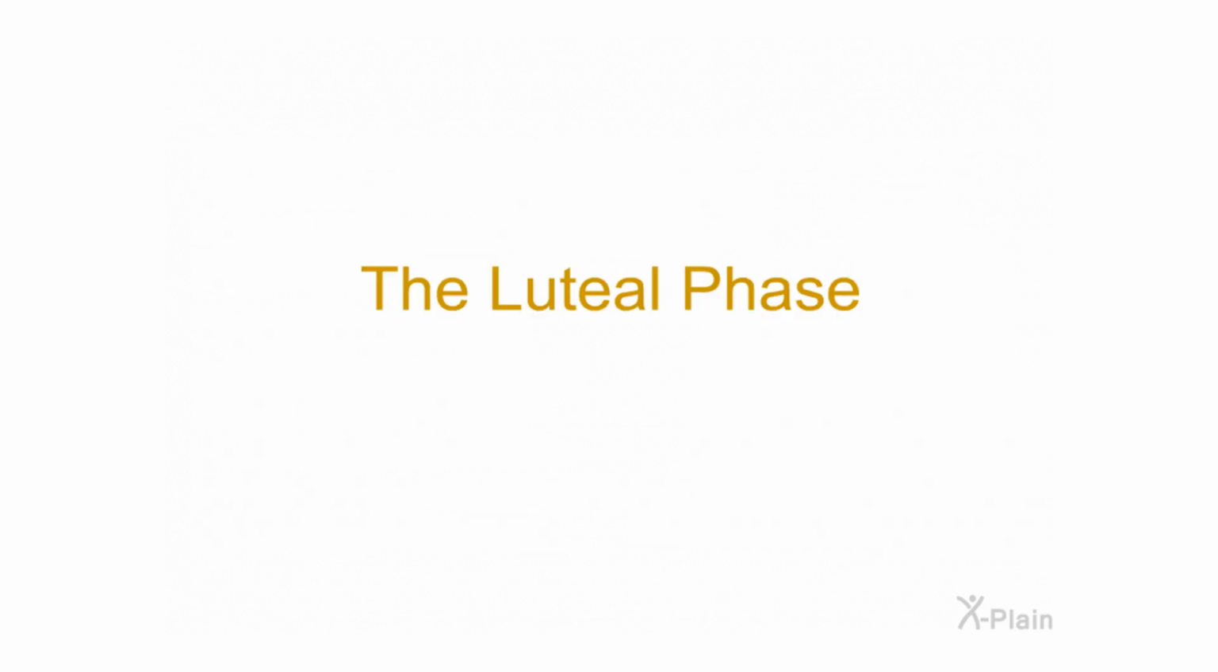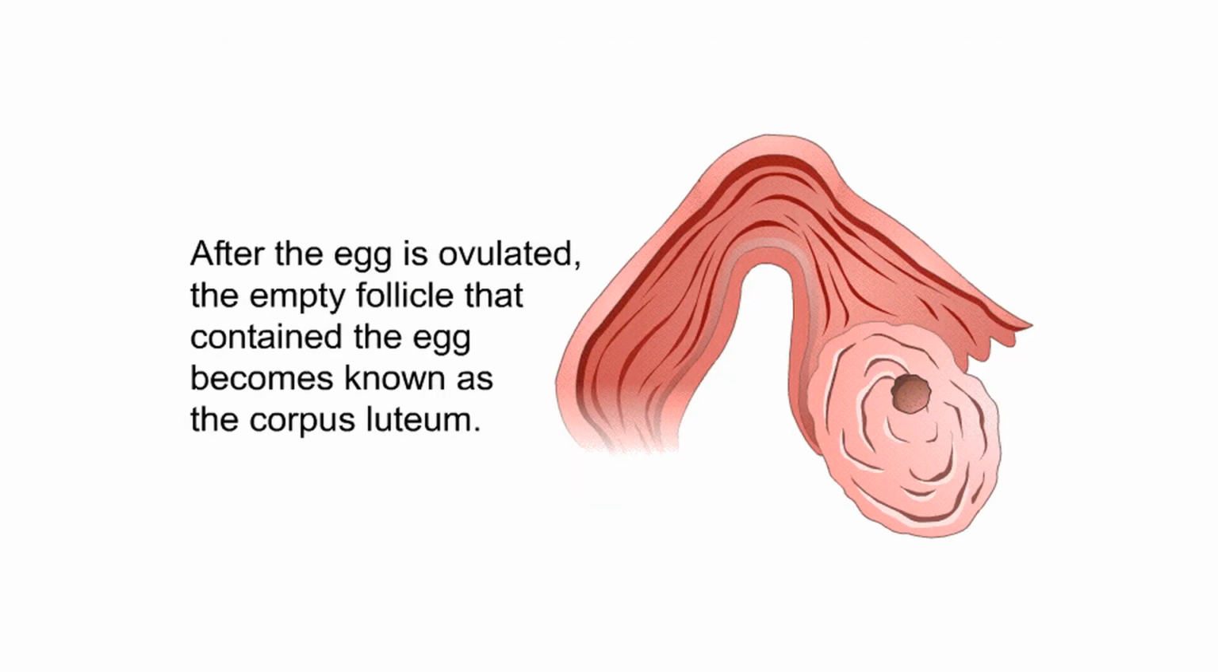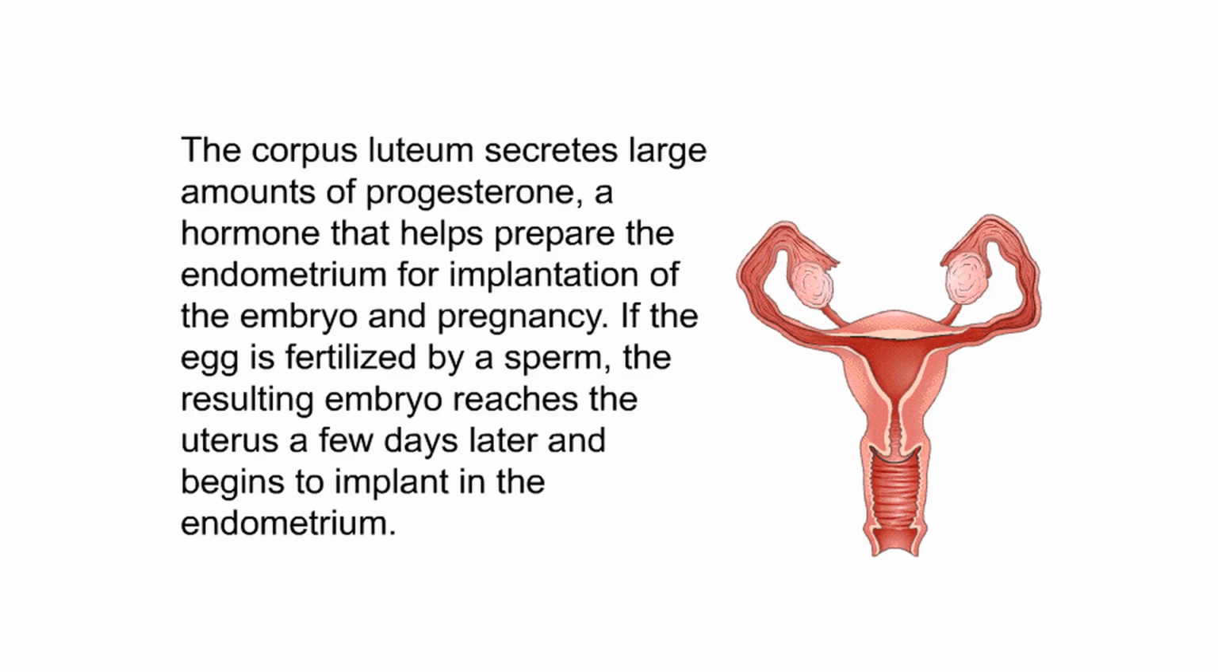The luteal phase. The luteal phase begins after ovulation and generally lasts about 12 to 17 days. After the egg is ovulated, the empty follicle that contained the egg becomes known as the corpus luteum. The corpus luteum secretes large amounts of progesterone, a hormone that helps prepare the endometrium for implantation of the embryo and pregnancy. If the egg is fertilized by a sperm, the resulting embryo reaches the uterus a few days later and begins to implant in the endometrium.